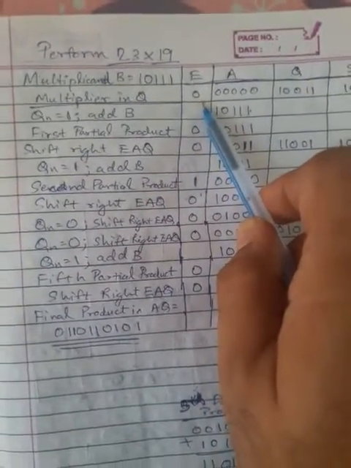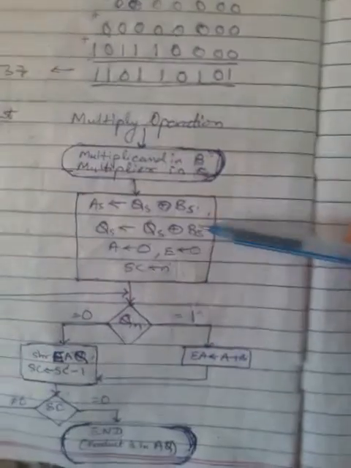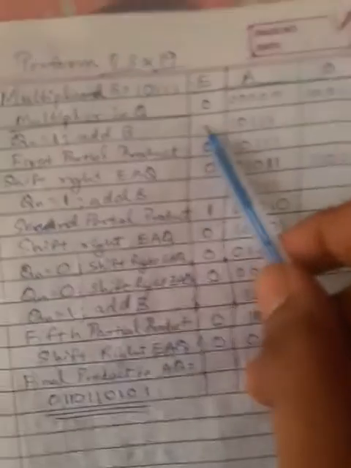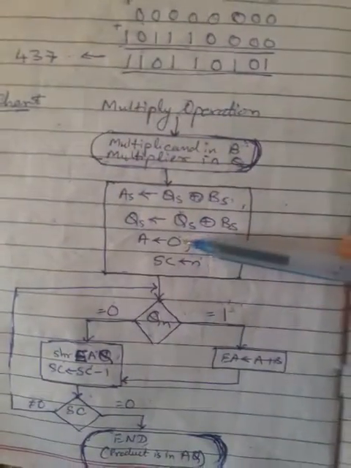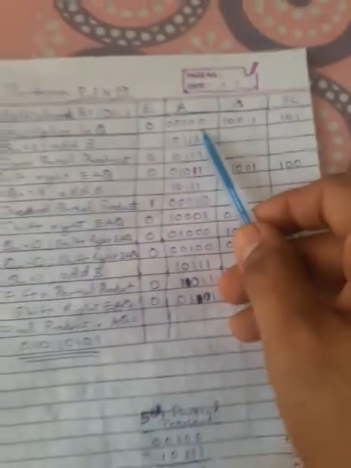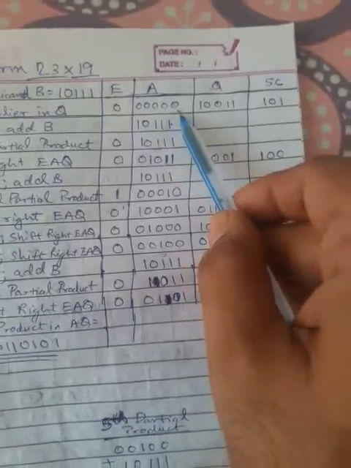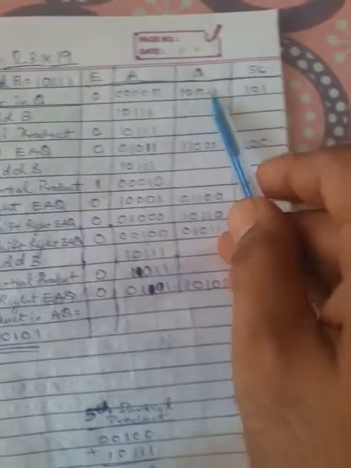And finally, E will be 0. Why is it 0? Because E is initialized as 0, right? So E will be 0, and A is also replaced by 0. There are 5 different bits here, because we have 5 different binary numbers, so a total of 5-digit binary number.